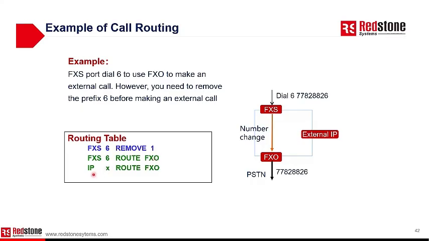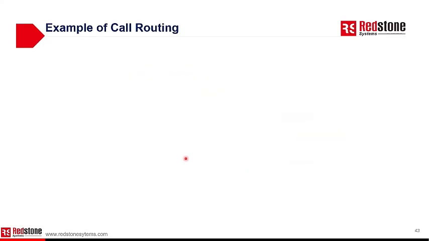Of course, you can also have the source from IP, any number, route to FXO. So this is an example of the call routing on the RGW. And I think I have one more example to show. Yeah, this is remove the 6.